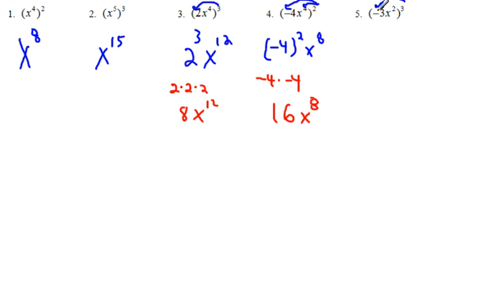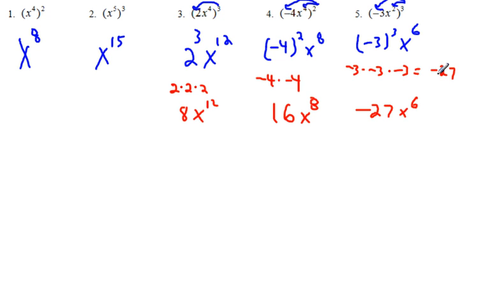So let's do another one. Negative 3 to the 3rd power. For x, I multiply. 2 times 3 is 6. We think negative 3 to the 3rd power means negative 3 times negative 3 times negative 3. That's negative 27. So my answer, negative 27, x to the 6th.